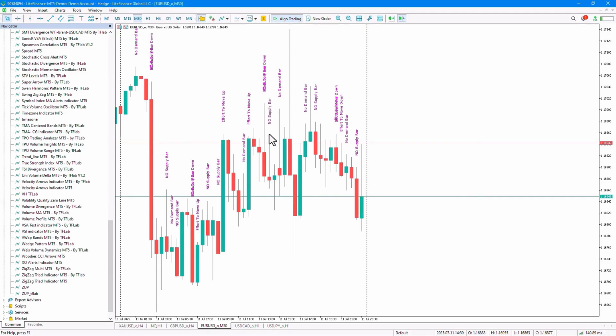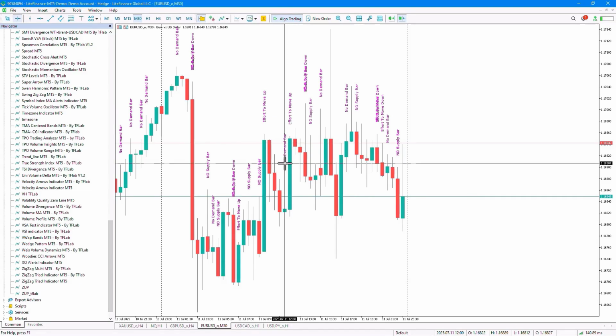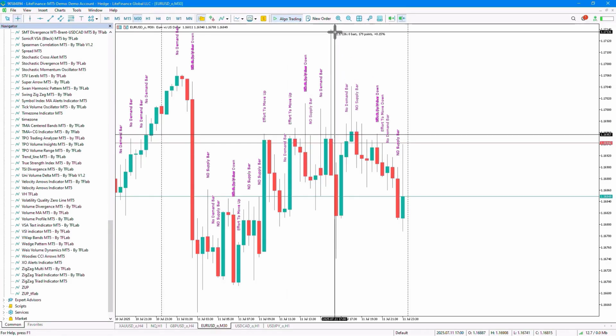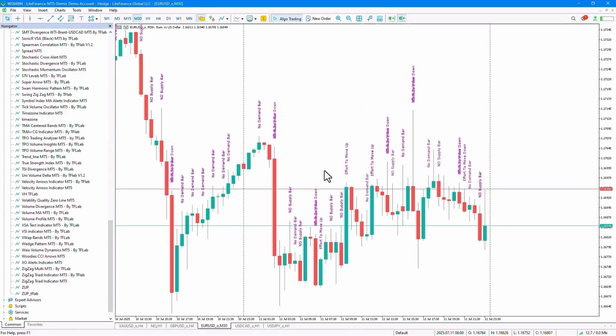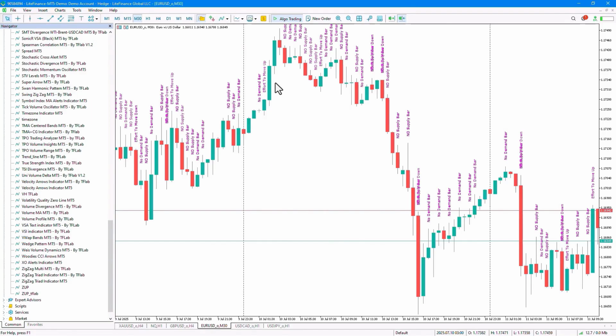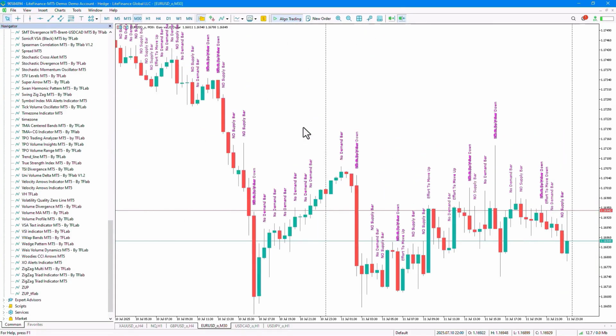Here we can see different examples. For example, on this candle, the no demand bar signal has been issued. On this candle, the effort to move up signal has appeared, and as we can see, after this candle, the price moved up, collected liquidity, and then moved back down again. And likewise, on other candles, we can also see various texts.